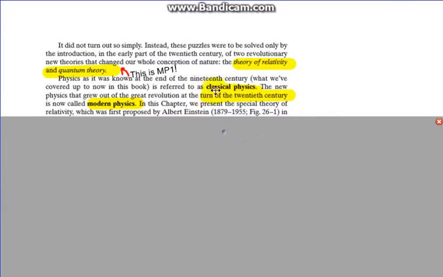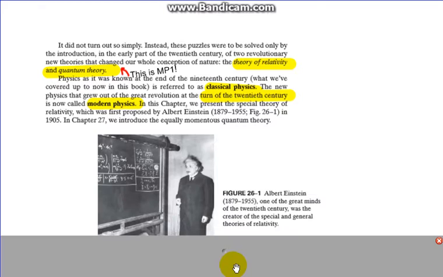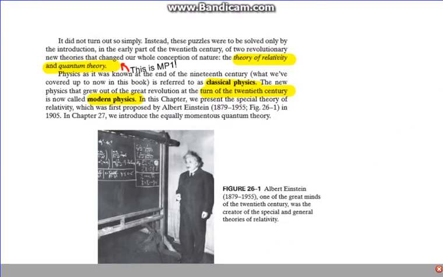Physics, as it was known at the end of the 19th century, what we've covered up to now in this book, and what we'll be doing in Physics 30, is referred to as classical physics. The new physics that grew out of the great revolution at the turn of the 20th century, when the 1900s started, is referred to as modern physics. In this chapter we'll present the special theory of relativity, which was proposed by Albert Einstein, and then in chapter 27, we'll look at quantum theory. So we're going to start with the theory of relativity, the special and general theory, and then we'll look ahead to quantum mechanics. Okay, so that's the first part of the video here, just the introduction.